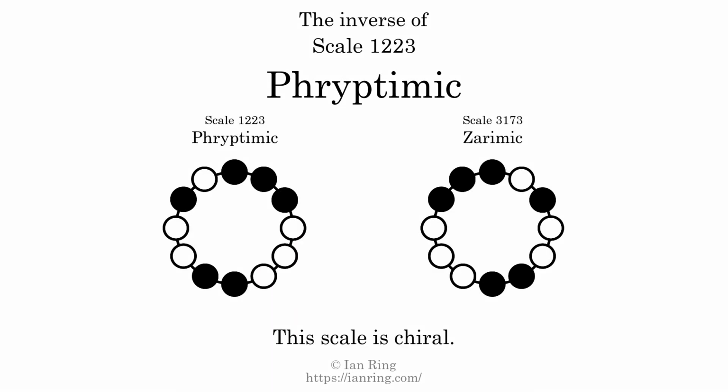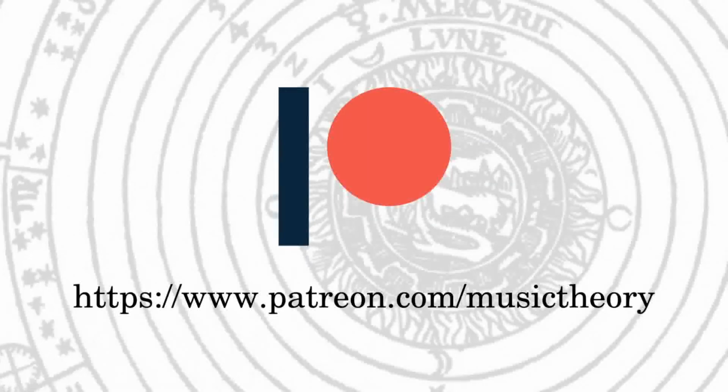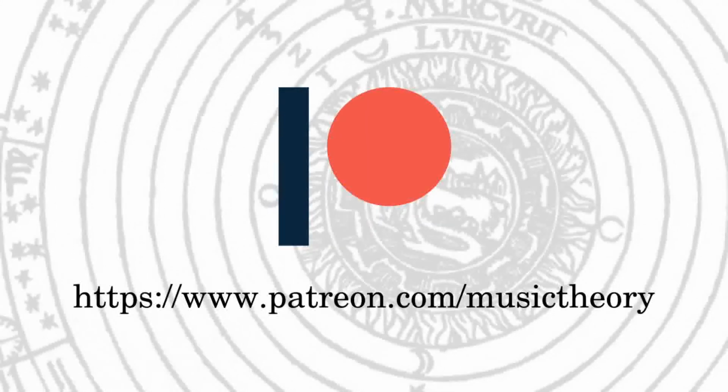The inverse of a scale is a mirror image. It is what you get when the sequence of intervals is reversed. The inverse of this scale is scale 3173, also known as Phryptimic. This scale is chiral. It cannot transform into its inverse by rotational transformation. This scale has no rotational symmetry. For even more detail about this scale, visit ianring.com/musictheory/scales/1223.